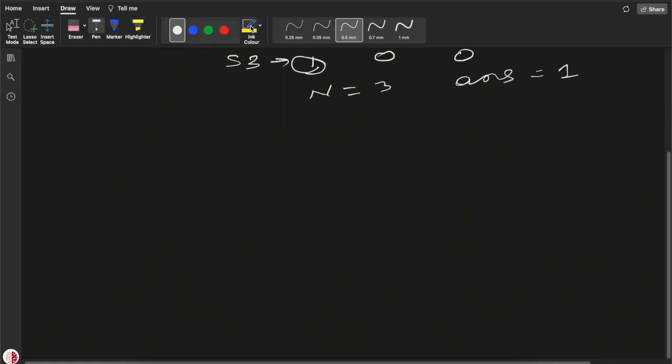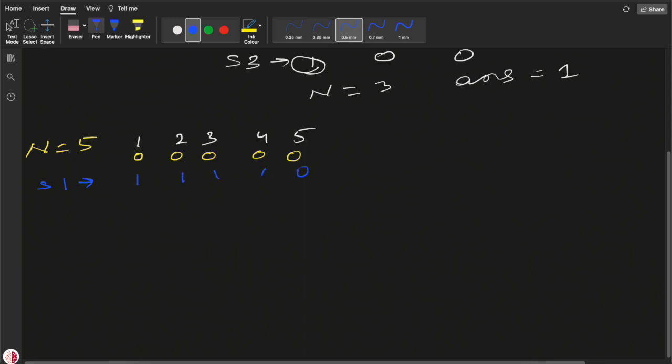Okay, let's take a bigger example. Let's take n is equal to 5. So initially the bulbs will be off, 0 0 0 0 0. Let's number them 1 2 3 4 5. Okay, so the first step is step 1. In step 1 we need to toggle everything, so it will become 1 1 1 1 1.